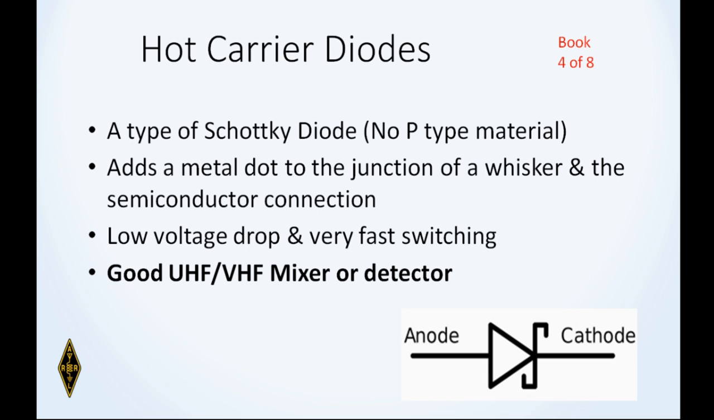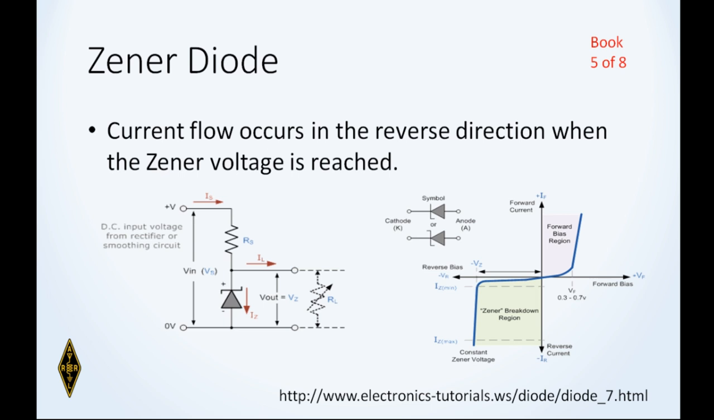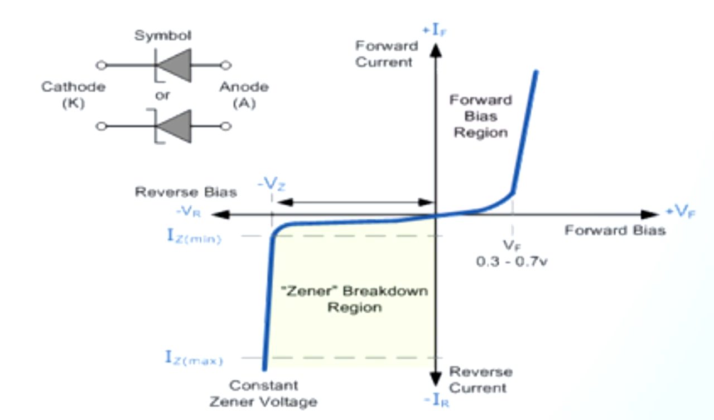Zener diodes, we won't go at length into these, but these are used for voltage regulation, and they provide a voltage reference. It's an occasion where you actually will purposely reverse bias the diode. And it has a breakdown that starts at probably a very low voltage. That's the voltage rating of the Zener diode.